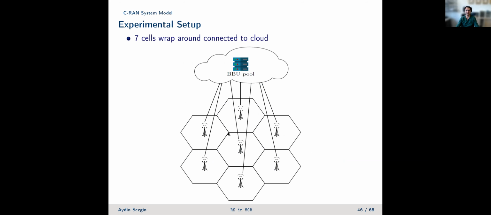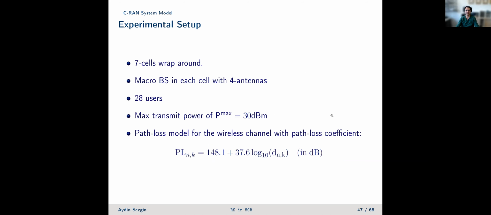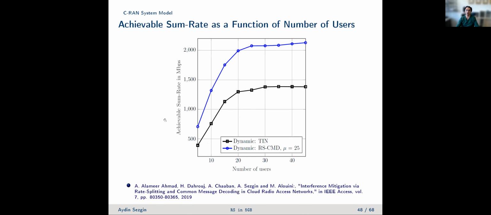So the experimental setup we have looked at is given here. We have 7 cells, which are wrapped around and connected to the cloud. We have done some simulations based on this, with some parameters chosen. What is shown here is the achievable sum rate as a function of the number of users in the network.